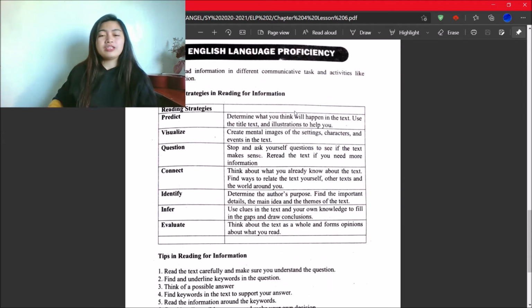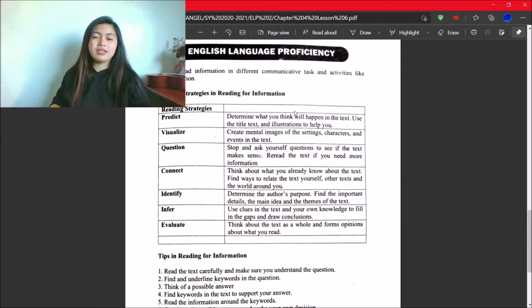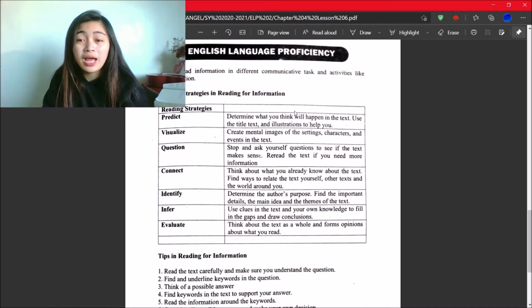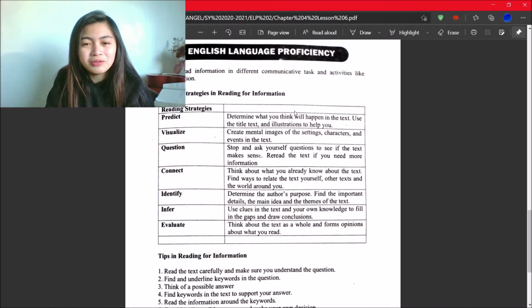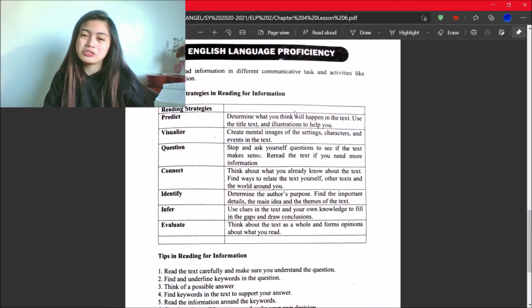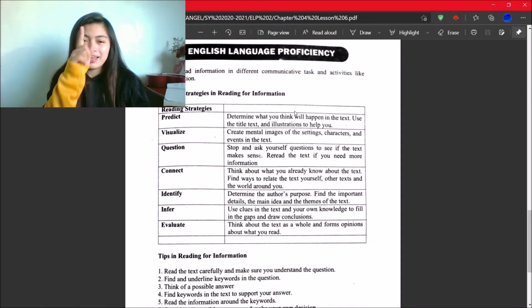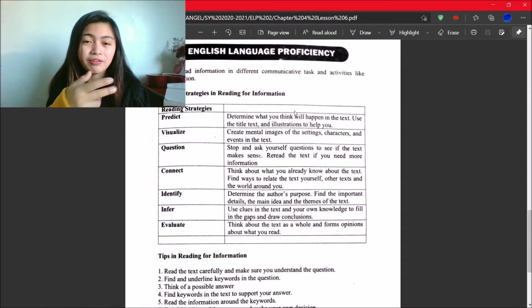What are the types of strategies in reading for information? Number one, it is to predict. It is to determine what you think will happen in the next. So, use the title, text, and illustrations to help you. So, when you are reading, you're actually predicting outcomes. So that is one strategy of reading.